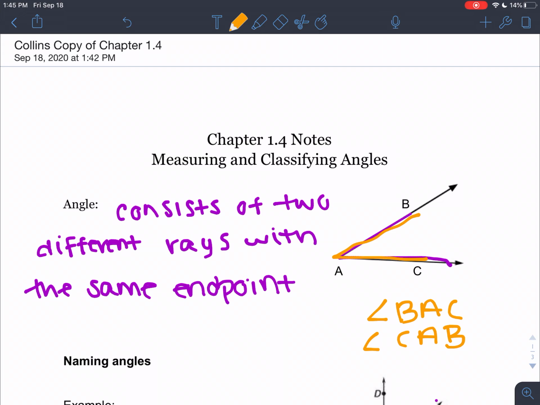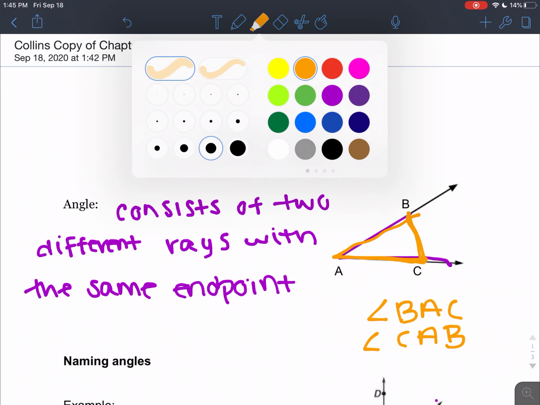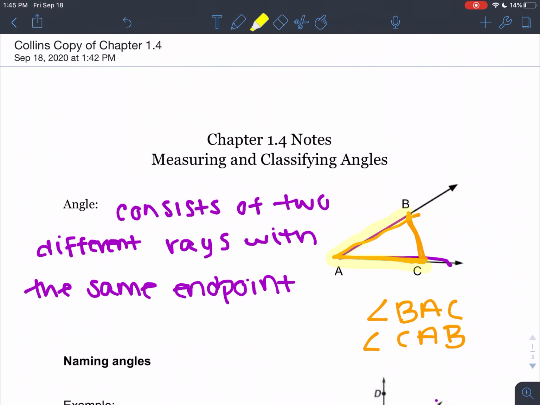A way we couldn't name this angle would be BCA, because that would make a completely different angle. You have to do it like you're passing the ball. It would have to be in either direction, BAC or CAB.